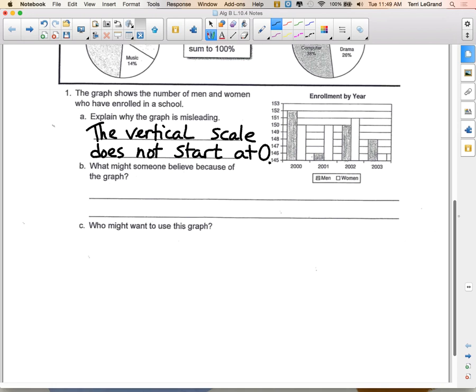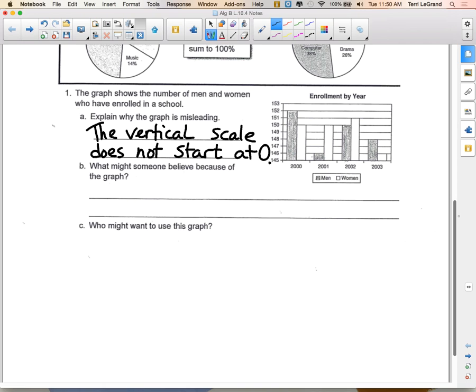Okay, well then what might someone believe because of this graph? Apparently they were trying to throw somebody off. They were trying to show that possibly during 2001, 2002, women were more active in school than men. Not 2000; I said 2001 and 2002. So it throws off the picture, showing that there are a lot more women than there are men in those two years.